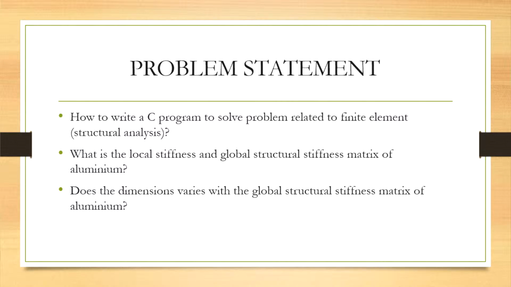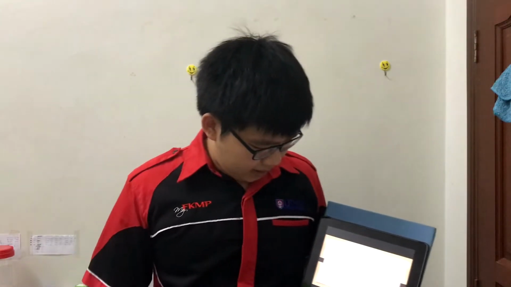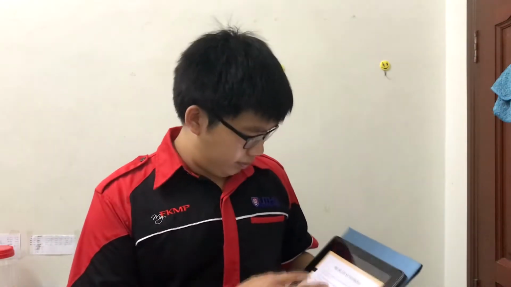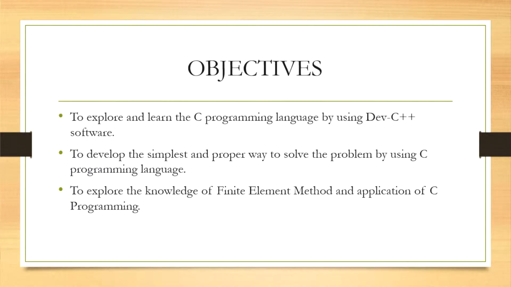For the problem statement, the problem in this project is how to write a C program to solve the problem related to finite element. What is the local stiffness and global structural stiffness matrix of aluminium? And the third one is, does the dimension vary with the global structural stiffness matrix of aluminium?